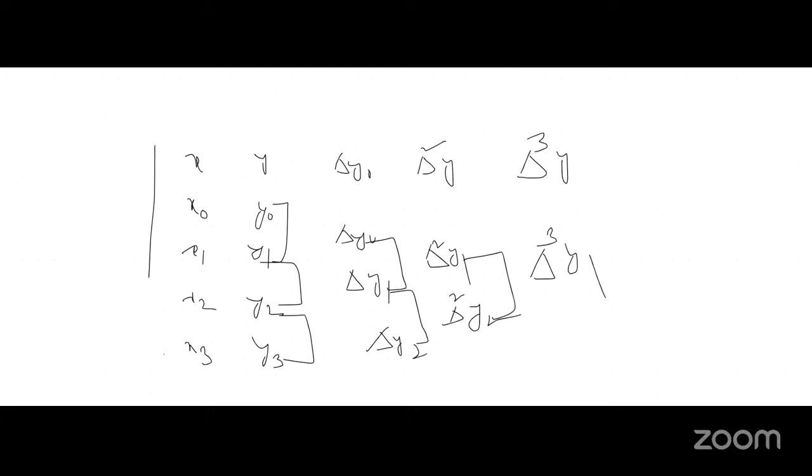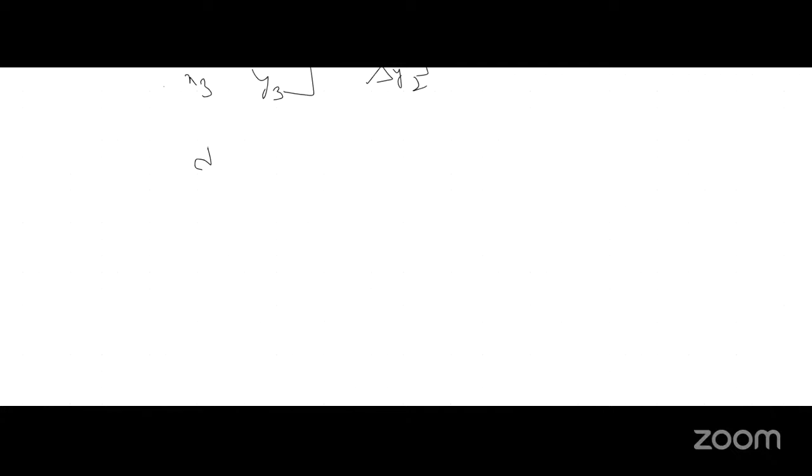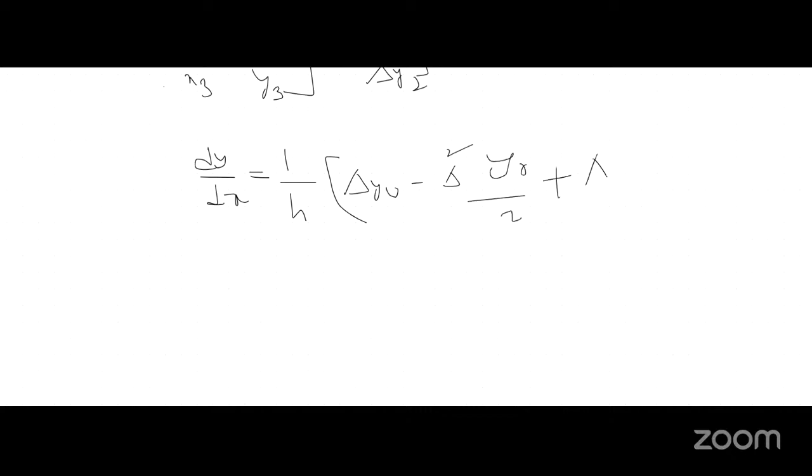The first derivative is called dy by dx. Let's see the formula of the first derivative. The first derivative becomes 1 by h into delta y naught minus delta square y naught by 2 plus delta cube y naught by 3 plus so on. So this is the first derivative.